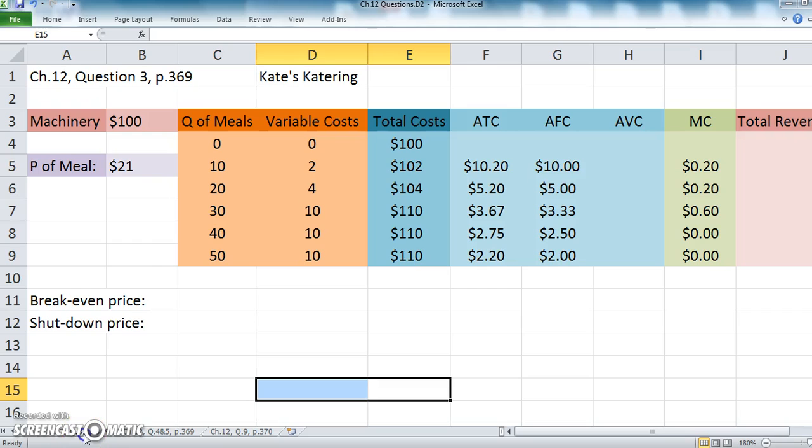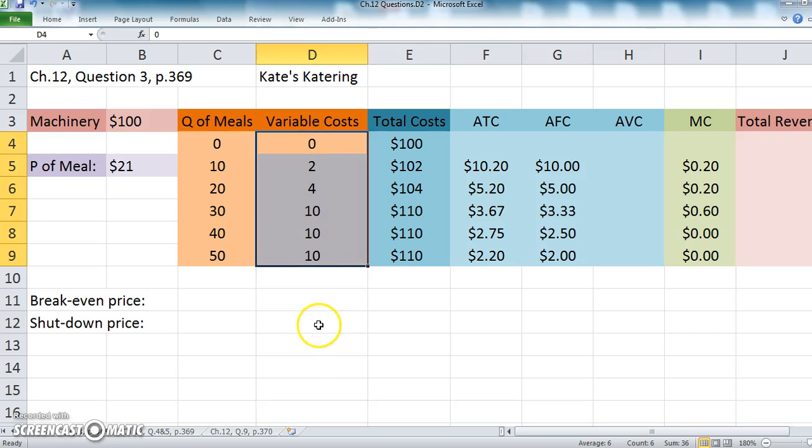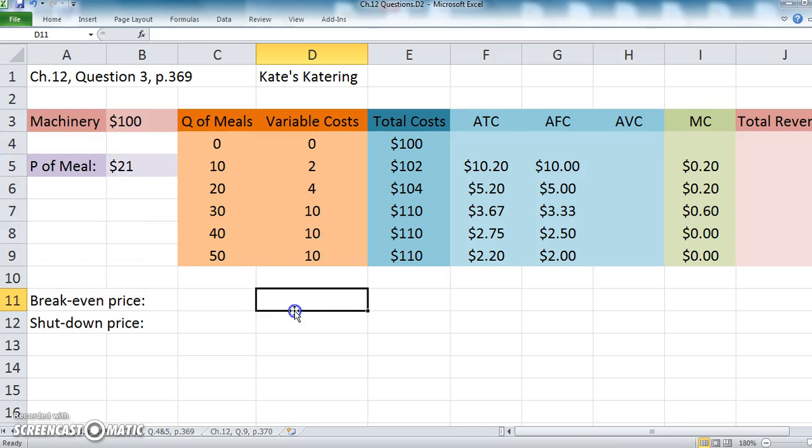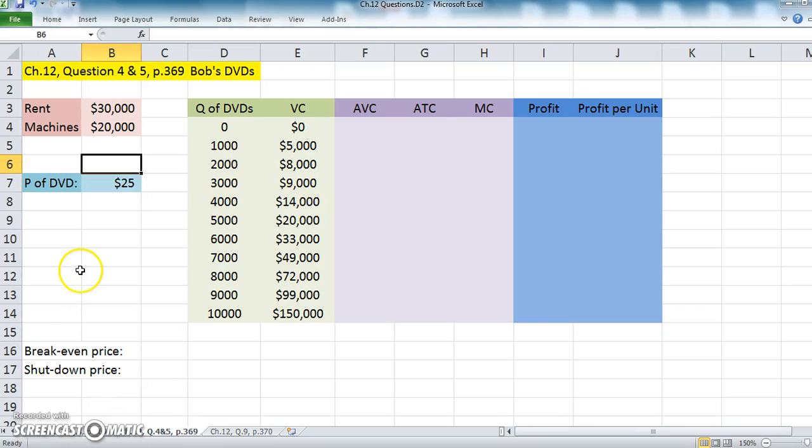And I think we did possibly question 3 in class. And these numbers we said were a typo, so they have to be changed or altered. But you can go ahead and revise those numbers and try the question on your own. But let's do question 4 and 5 right here.